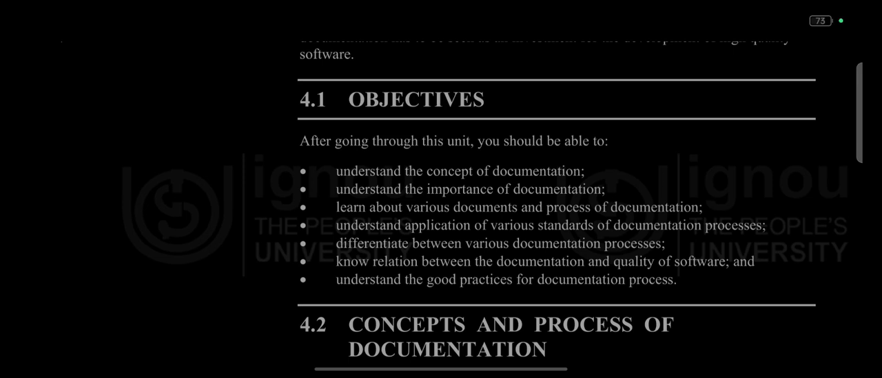Now, here comes the objective. After going through this unit, you should be able to understand the concept of documentation, understand the importance of documentation, learn about various documents and process of documentation, understand application of various standards of documentation processes, differentiate between various documentation processes, know the relation between documentation and quality of software, and understand the good practices for documentation process.